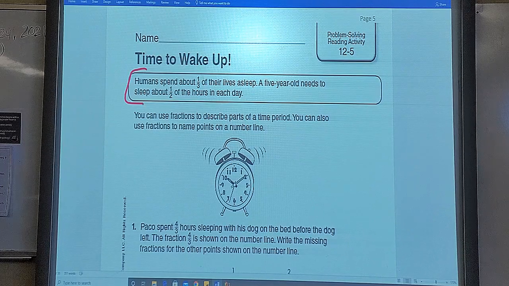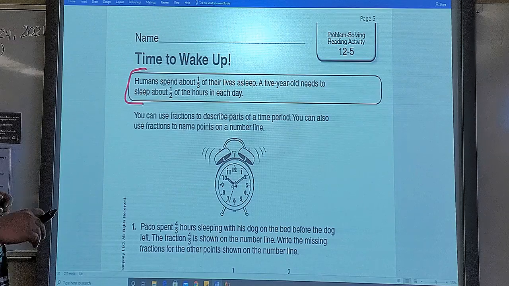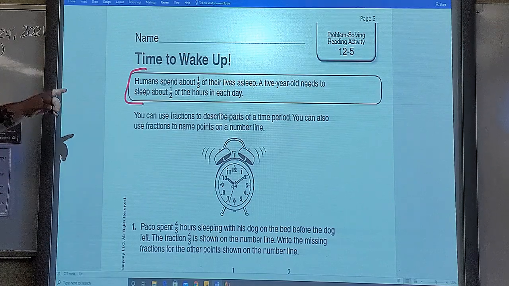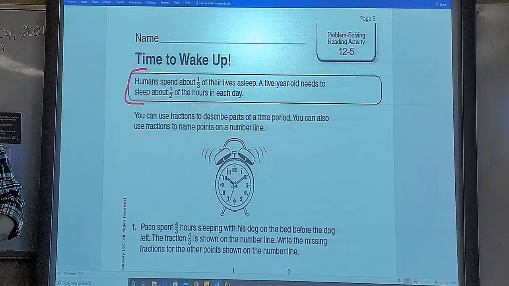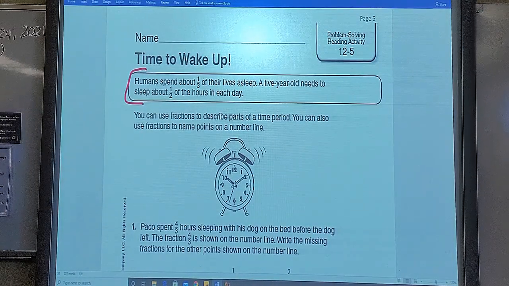Jed? 12 hours. 12 hours. A whole day is 24 hours. That's exactly right. So that means that a 5-year-old needs to sleep about 12 hours each day. Wish I had enough time to sleep 12 hours.